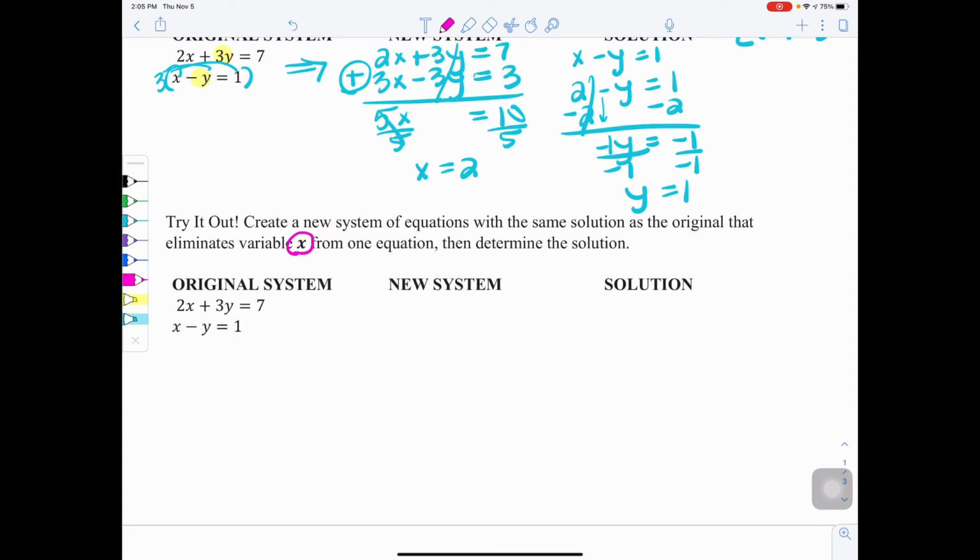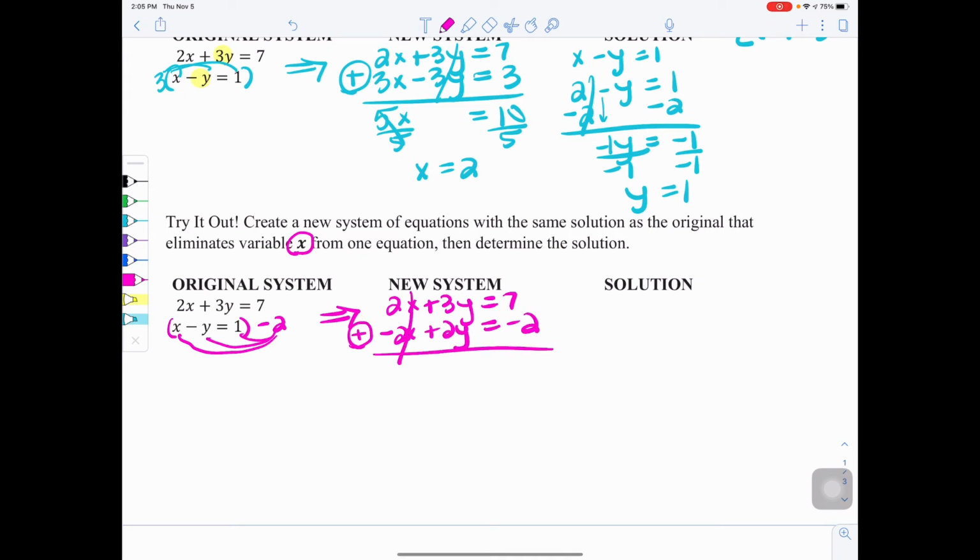Okay, so if we want opposites and I have to get rid of x's, I see I have 2x and 1x. So I would like it to be 2 and -2 so that they're opposites. I would need to multiply this equation by a -2. So we're going to have to distribute to all of the pieces. I end up with the new system, 2x plus 3y equals 7, same first equation. My new second equation is -2x plus 2y equals -2. And now when I add them together, the x's are eliminated. I get 5y equals 5. Divide both sides by 5 and get that y equals 1.